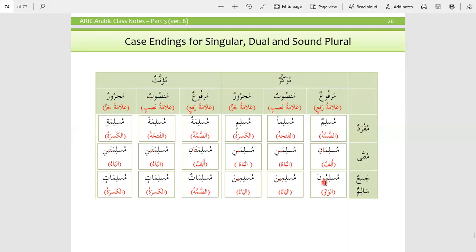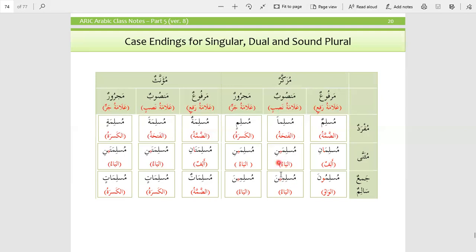This waw is representing that the word is in jam'u salim. It's in plural form. This waw is giving us this sign. And when it is in mansubun case, waw is marfu'un case, and the ya, Muslimina, this ya is giving us a sign or an indication that this word Muslimina is in mansubun case.